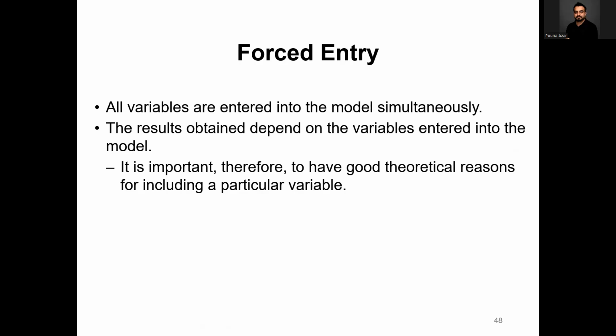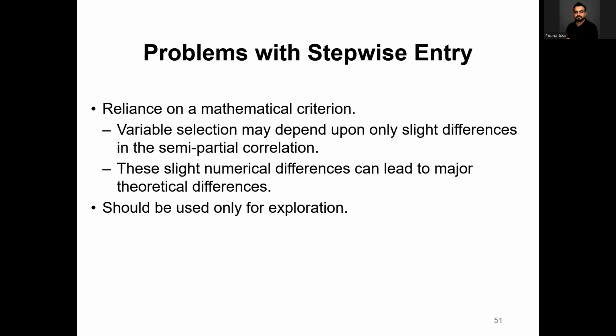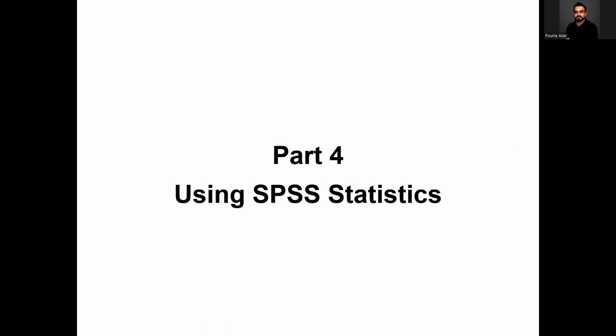We have forced entry. Most of the time we use forced entry, which means all variables, all predictors, are entered into the model simultaneously, at the same time. We have stepwise entry. We have to have mathematical criteria, and the computer selects variables based on mathematical criteria here. But just remember, most of the time we use forced entry.